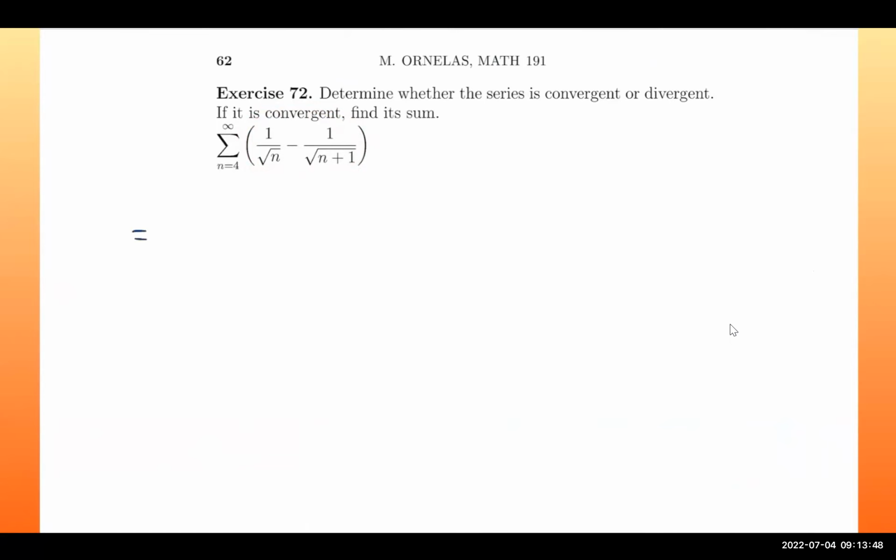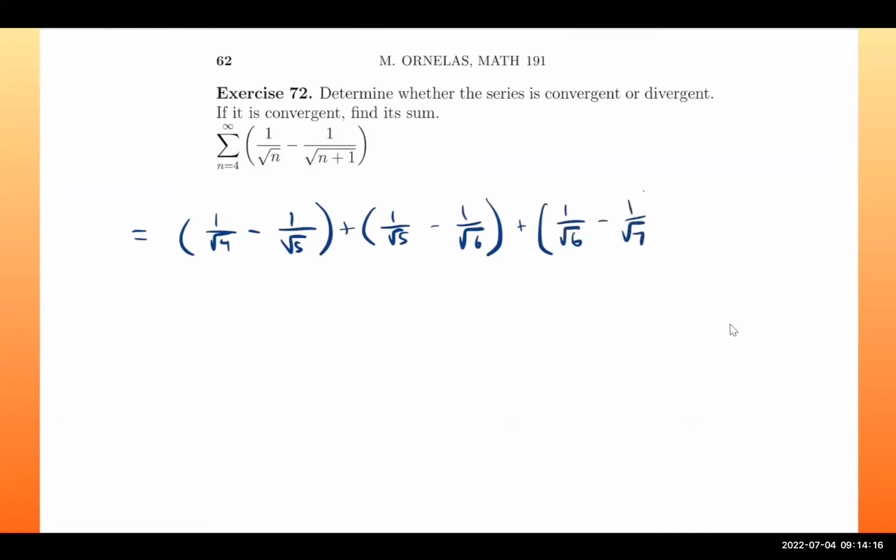So let's write out the first few terms. If you substitute the first term, which is 4, you're going to get 1 over radical 4 minus 1 over radical 5. If you plug in the next number, which is 5, you're going to get 1 over radical 5 minus 1 over radical 6. And you can clearly keep going. I'll do one more. Now I'm going to plug in 6, so that's radical 6 minus 1 over radical 7. And then dot, dot, dot.